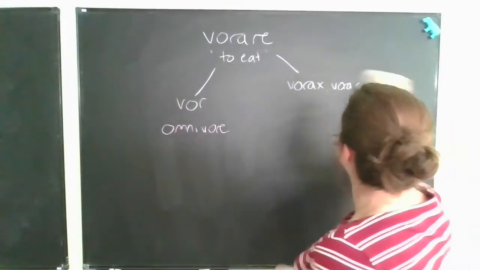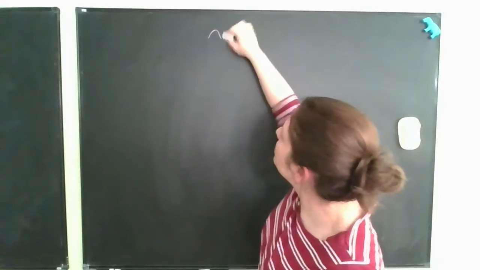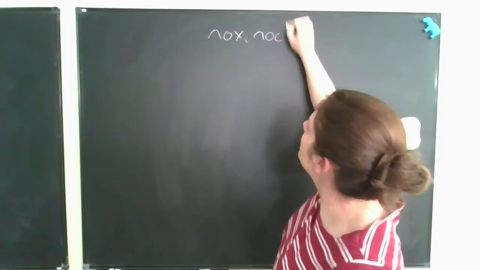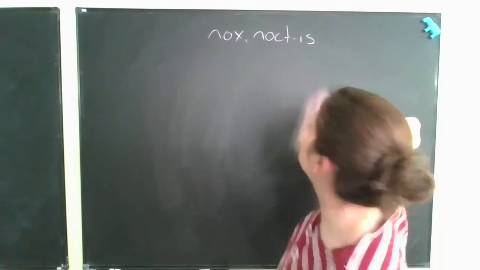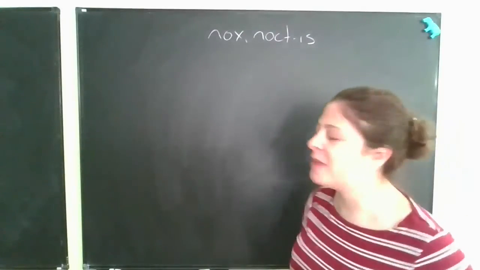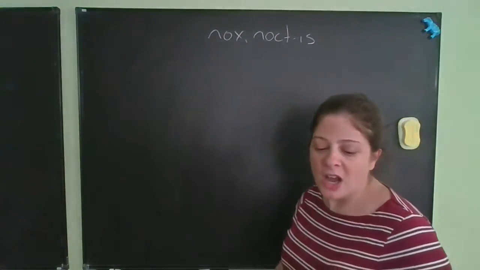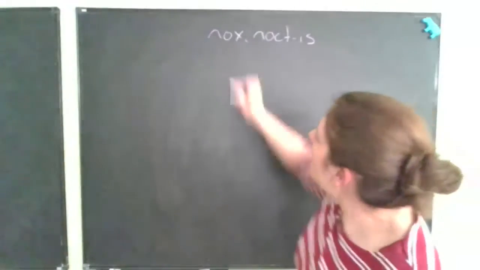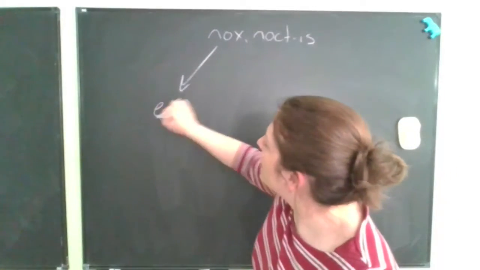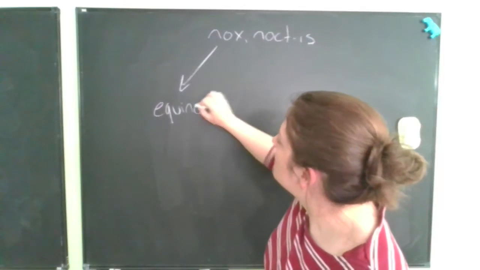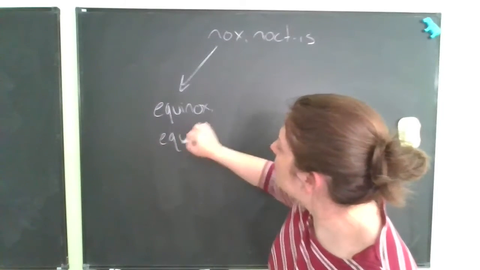Okay, one other example is "nox, noctis," which we just looked at as night. I'm going to keep taking the inflectional endings and noting and breaking them apart with a dash. So we know that means night, and so it can give us something like equinox or equinoctial.